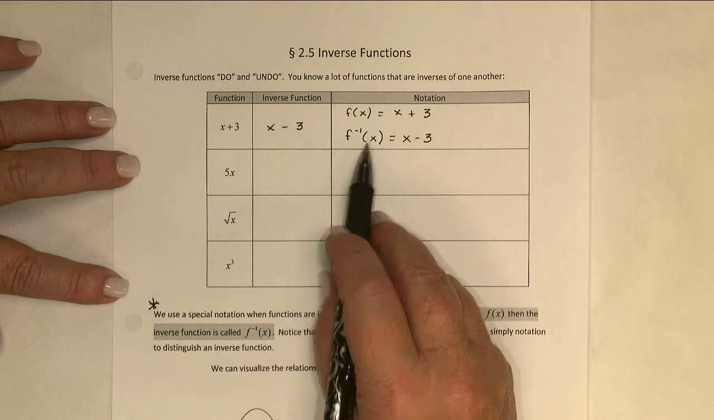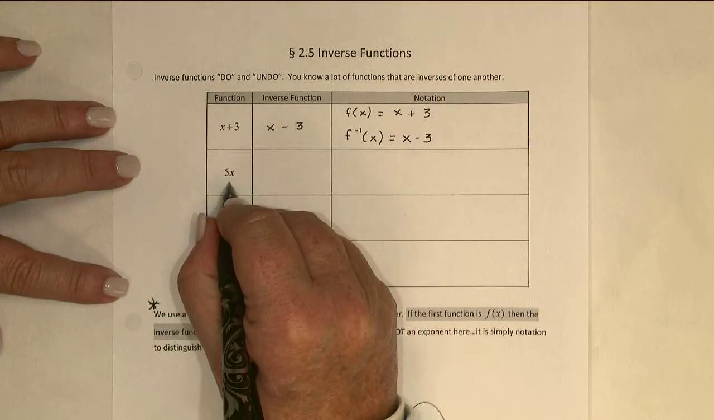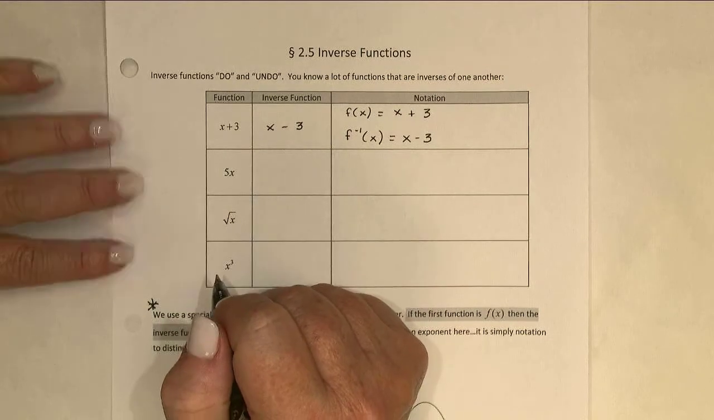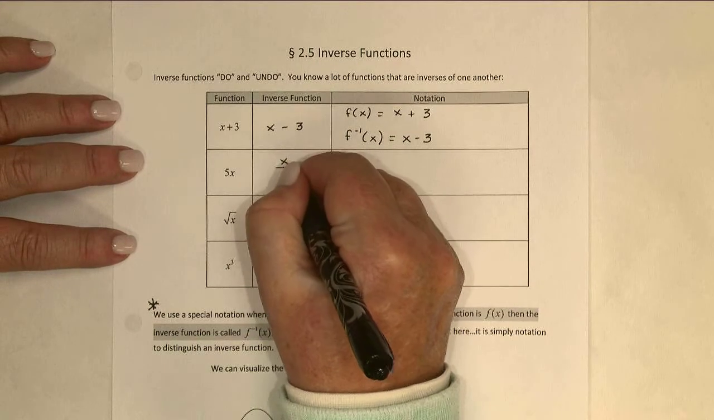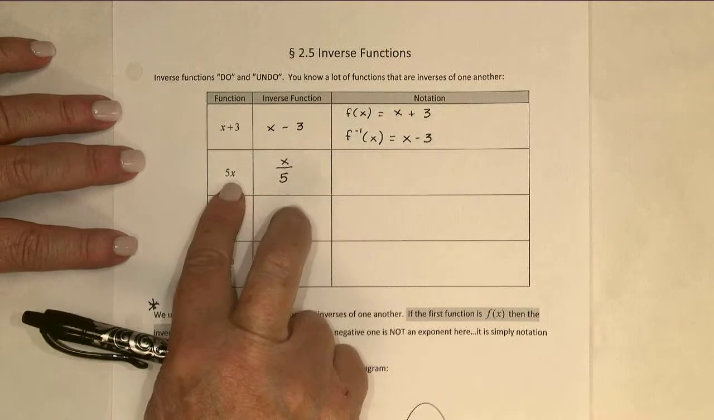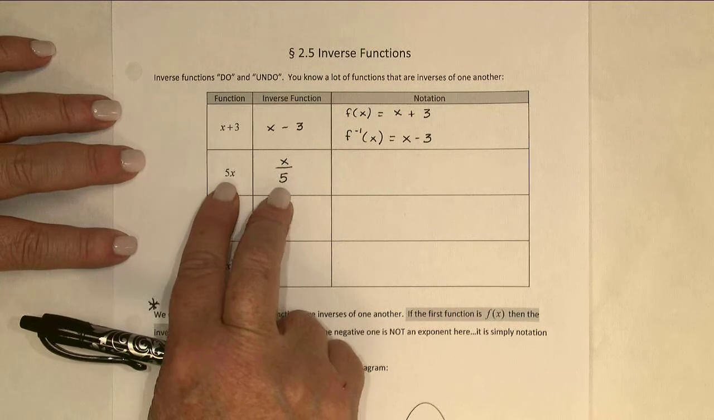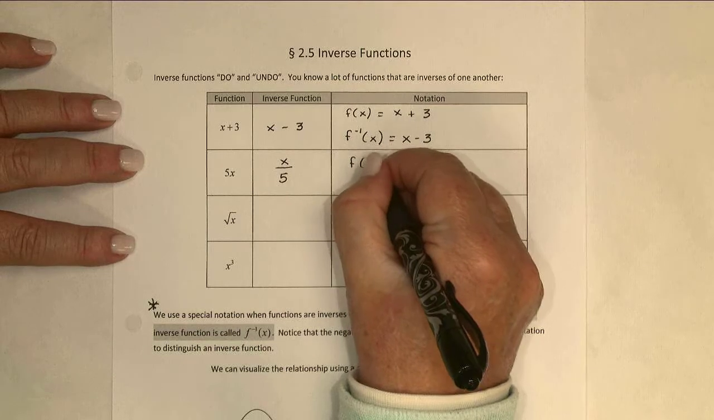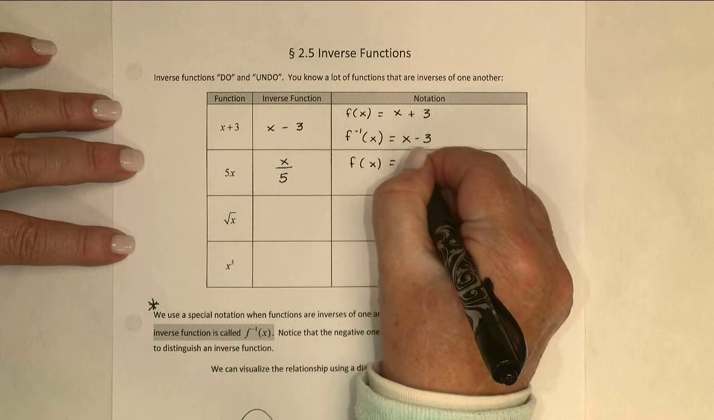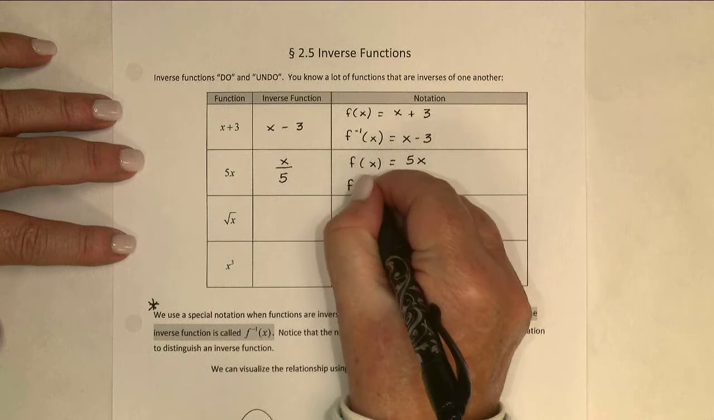If I have a function that multiplies x by 5, then the inverse would divide x by 5. Those are two functions that do and undo. Multiply by 5, divide by 5. Just to practice the inverse notation, we could say that if f of x is 5x, then f inverse of x would be x divided by 5.